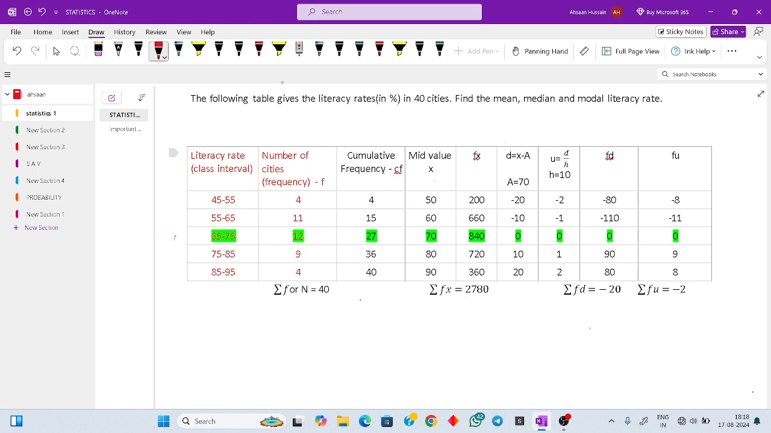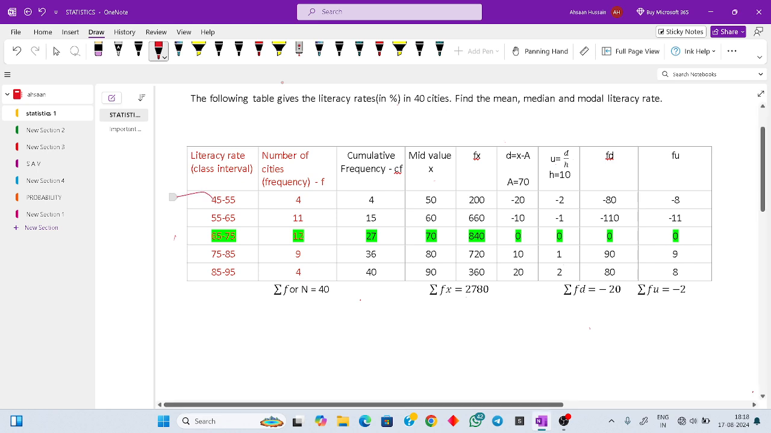Okay, so I have prepared these extra columns just to save my time, right? So see, to find mean, first of all, you need to find the mid value of these two class intervals. The first one is known as lower limit, and the second one is known as upper limit. Okay.